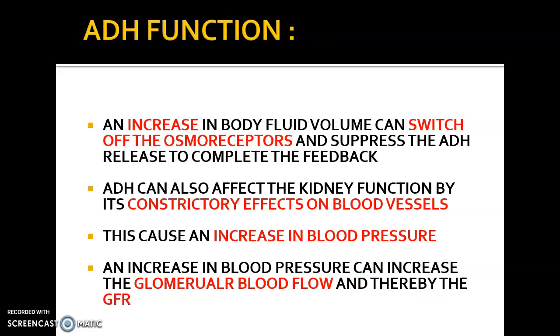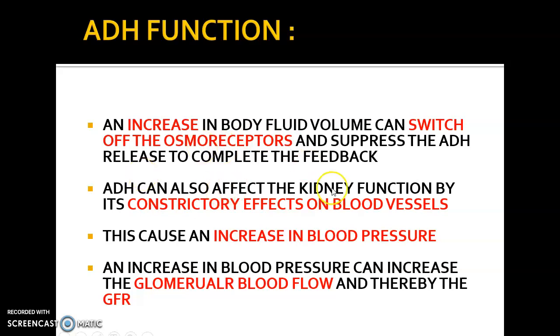Now let's see what the ADH or vasopressin will actually do. An increase in body fluid volume can switch off the osmoreceptors and suppress the ADH release to complete the feedback, right? So once your ADH has succeeded in increasing the body fluid volume, it's very important that we bring things back to normalcy, right? So at that moment, what is going to happen? The osmoreceptors will get switched off, and due to that there is a suppression of ADH release, which will complete the feedback mechanism.